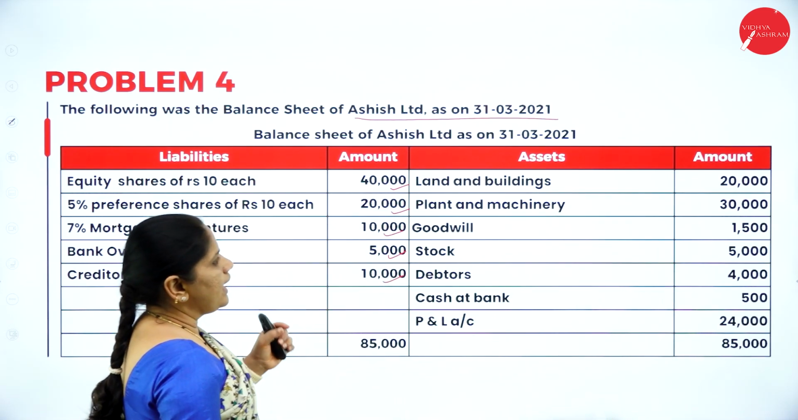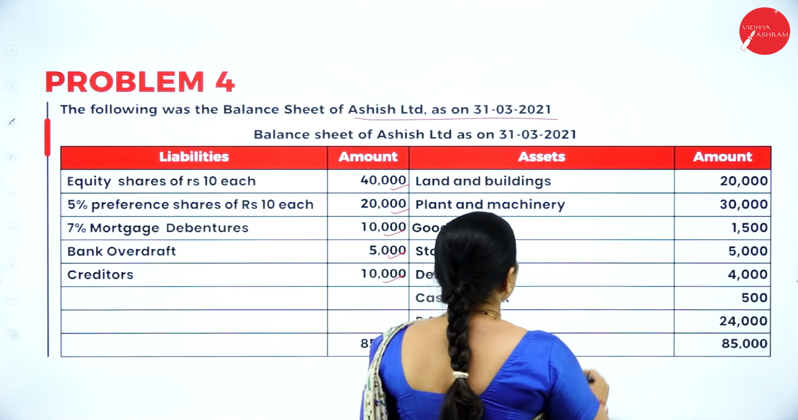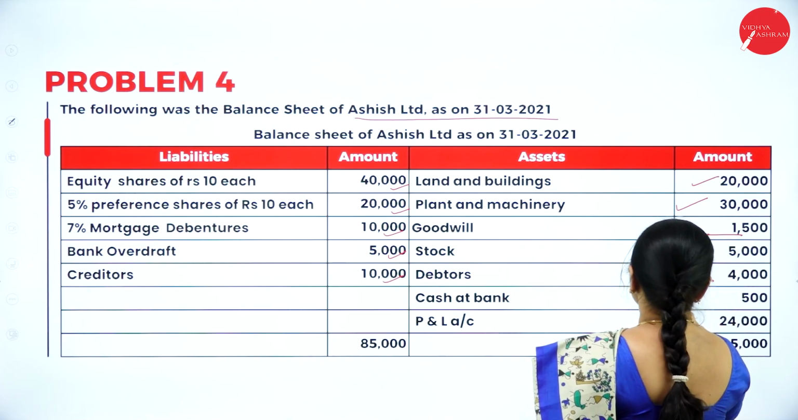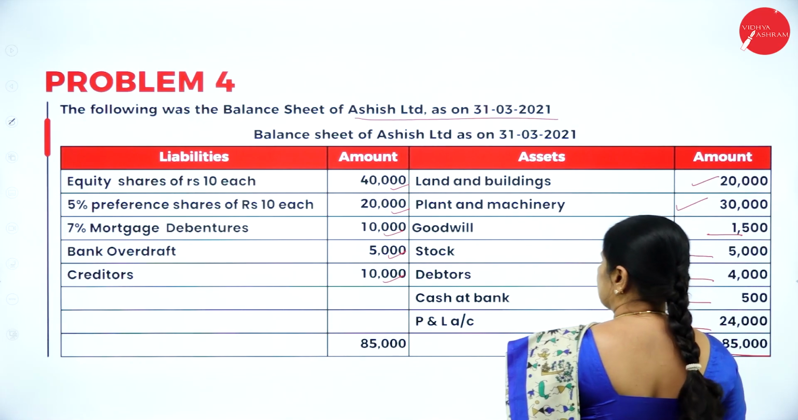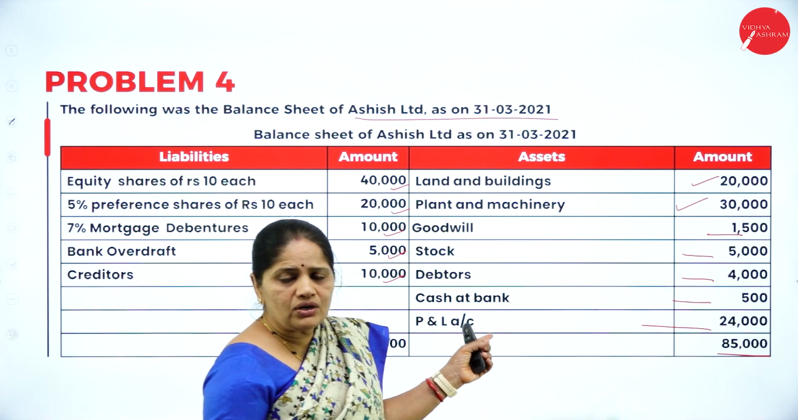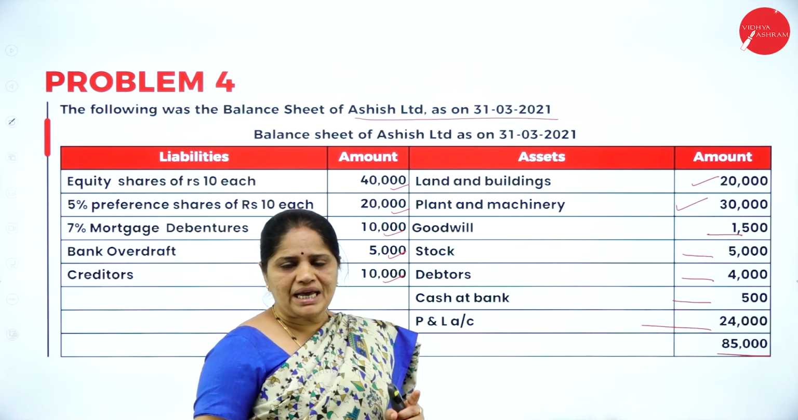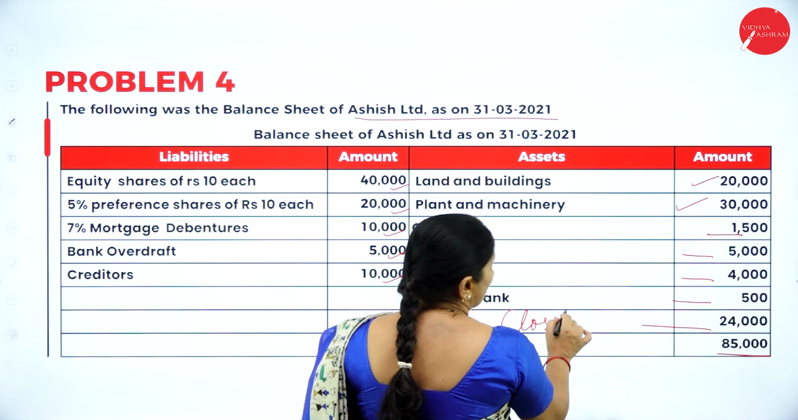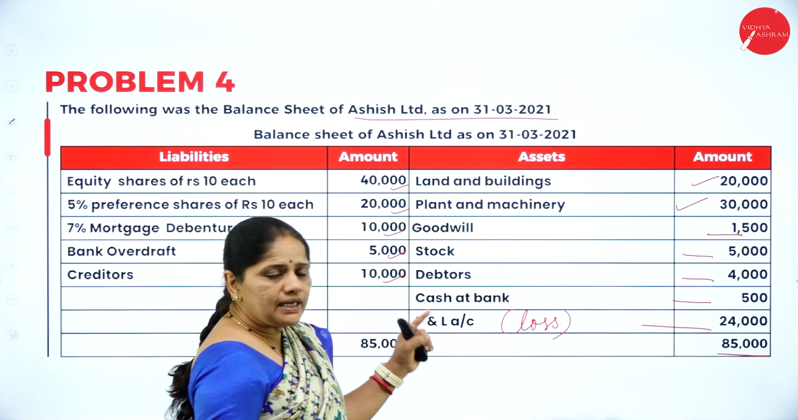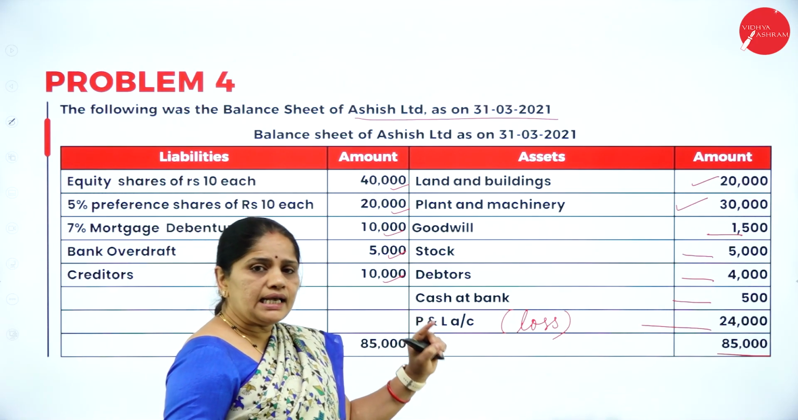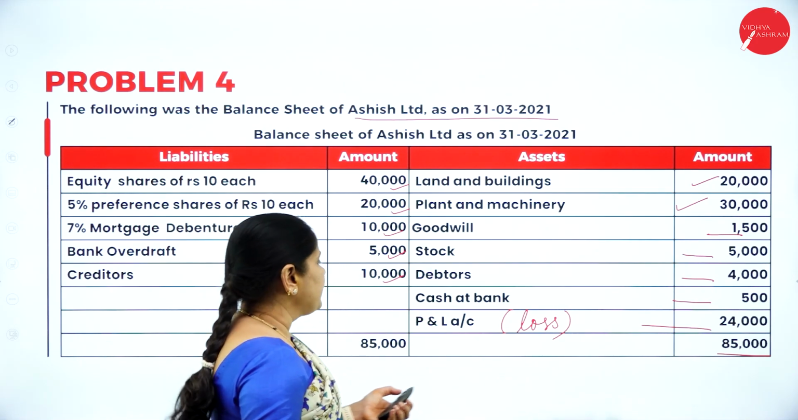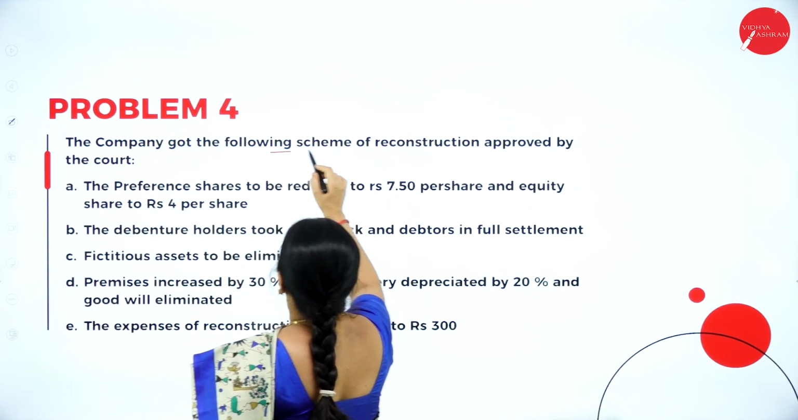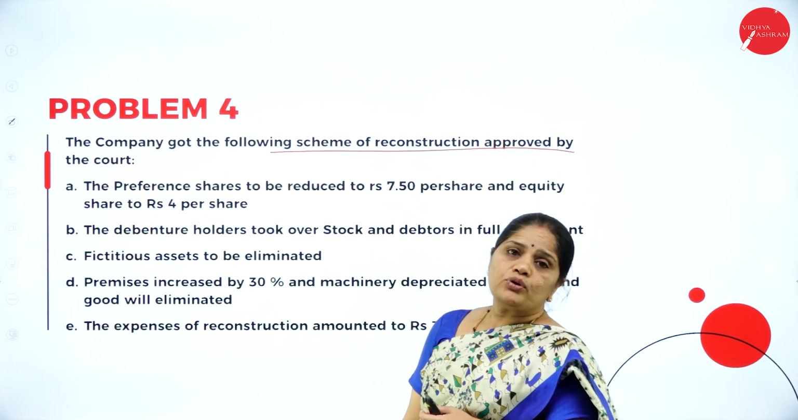On the asset side, we have land and buildings 20,000, plant and machinery 30,000, goodwill, stock, debtors, cash at bank, P&L account and the total. So P&L account appearing on the debit side of the balance sheet, or on the asset side of the balance sheet, means it is the past losses of the company. So the main aim of capital reduction is to write off the losses of the company. Next, we have the additional information here. The company got the following scheme of reconstruction approved by the court.